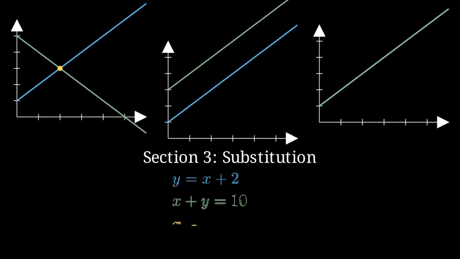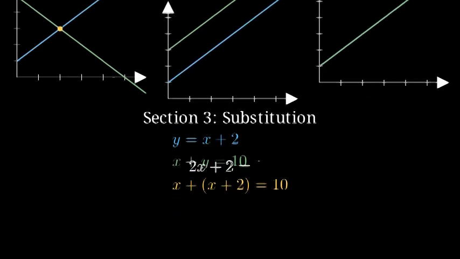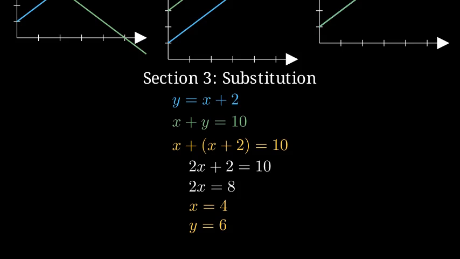Section 3, substitution. Substitution means replace one variable with an equivalent expression. Example, y equals x plus 2 and x plus y equals 10. We already know what y equals, so we replace y with x plus 2. Now simplify. 2x plus 2 equals 10, so 2x equals 8, x equals 4. Then y equals x plus 2 equals 6. You're not guessing. You're replacing y with something equal to it.